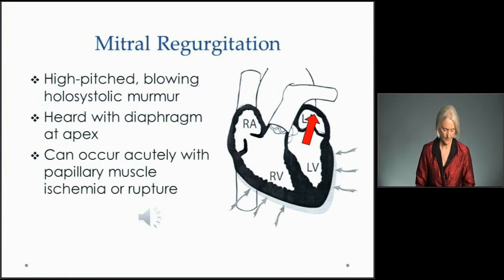Murmur of mitral regurgitation is holosystolic and is heard best at the cardiac apex. This murmur is high-pitched and blowing in character. Listen to a patient with mitral regurgitation. I will start with 3 normal beats and then add the murmur.